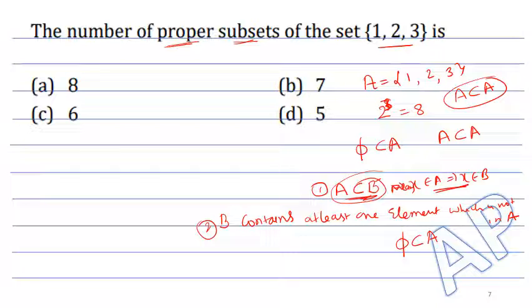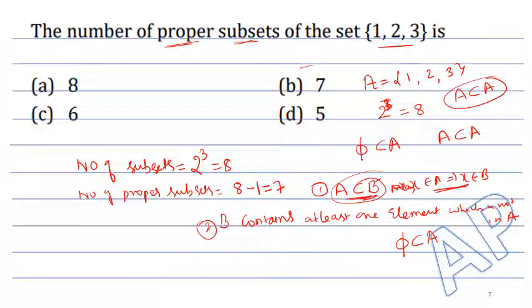So option ಇಲ್ಲಿ ನಾವು ನೋಡಬೇಕಿರೋದು number of proper subsets. So number of subsets is equal to 2 to the power of 3 here which is 8. Number of proper subsets is equal to 8 minus 1 which is 7. So option B is the correct choice.